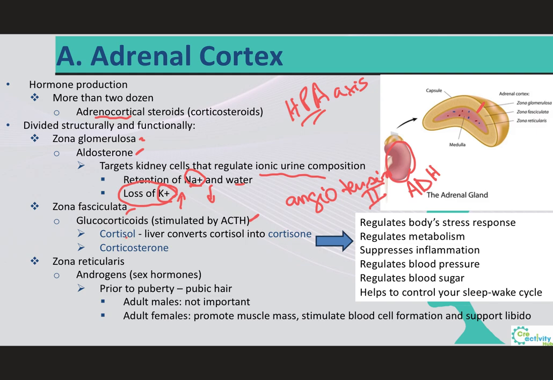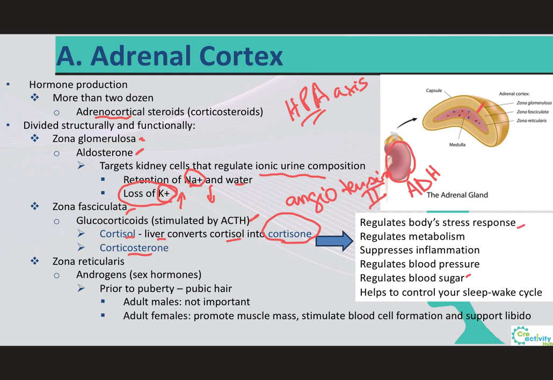Now, cortisol and corticosterone are the most important glucocorticoids secreted by the adrenal cortex. In addition, the liver will also convert some of the circulating cortisol into cortisone, which is another active glucocorticoid. So together, these hormones speed up the rate of glucose synthesis and glycogen formation, especially within the liver. And in addition, they will regulate your body's stress response.